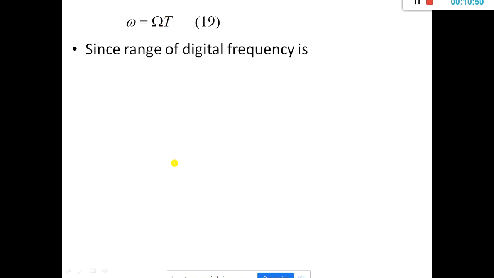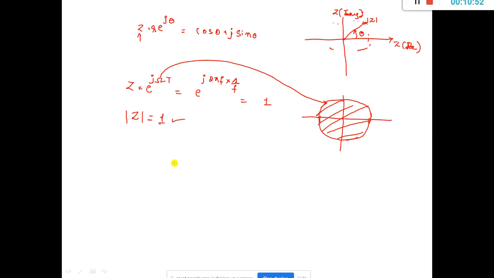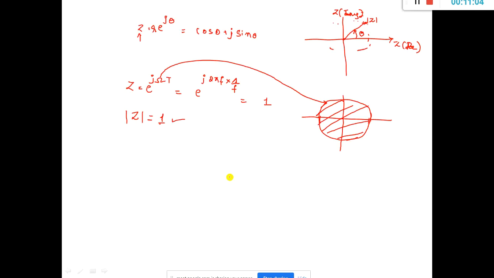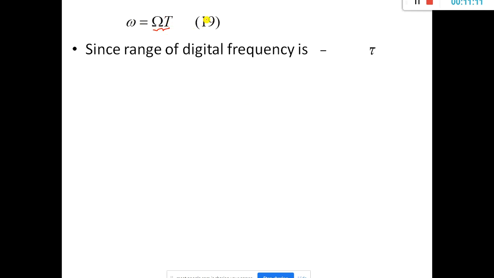Again, moving further, we represent this particular frequency as digital frequency. In analog, this was represented by omega. This is an analog frequency, and here we represent this as omega t. So what is this omega t? This is nothing but a digital frequency. The range of digital frequency is from minus pi to plus pi, or you can go from 0 to 2 pi or minus pi to plus pi.